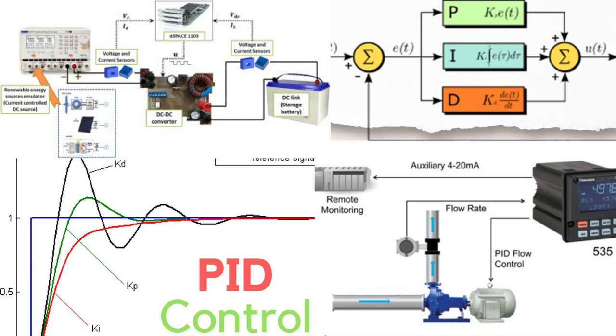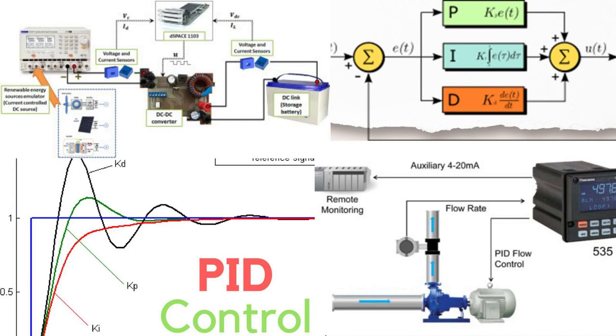A PID controller, which stands for Proportional Integral Derivative Controller, is a type of feedback control system used in various industries to regulate and control processes. It is a fundamental and widely used control algorithm in automation and control engineering. The PID controller calculates an error signal as the difference between a desired set point and the current process variable, PV, which is the value being controlled.